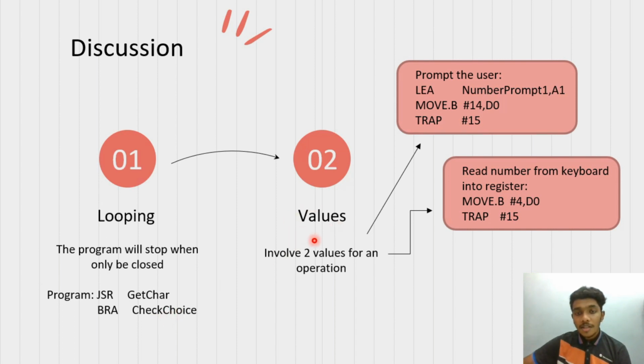Secondly is values. Our calculator can only involve two values from the user, as in this example from our coding. We use LEA, the number from 1 to A1. This is our destination, A1, and from 1 is the first value. So move.b 14 to the destination D0 and trap 15. In order to read the number from the keyboard into the register, the instruction is move.b 4 to D0, which is the destination, and trap 15.